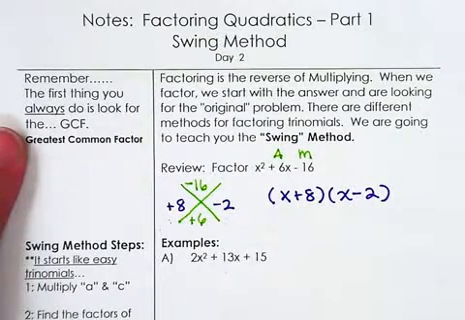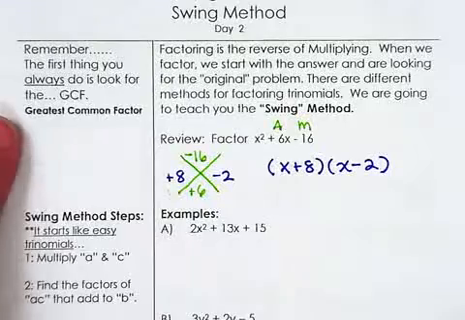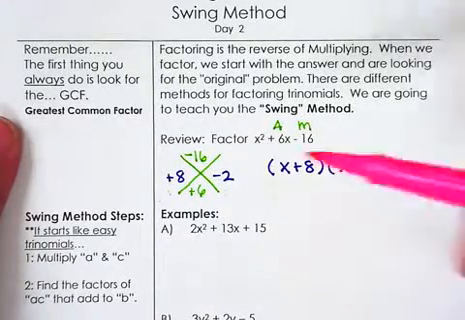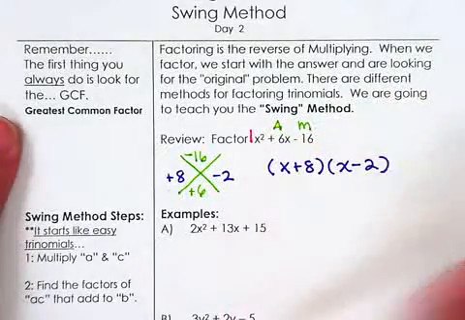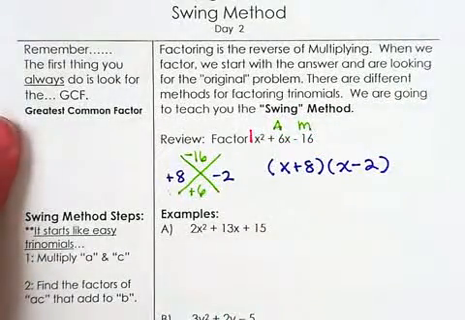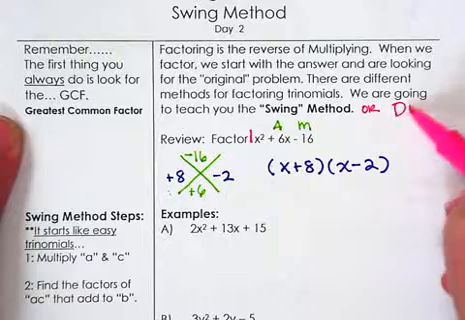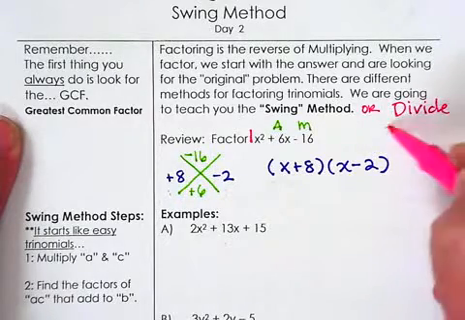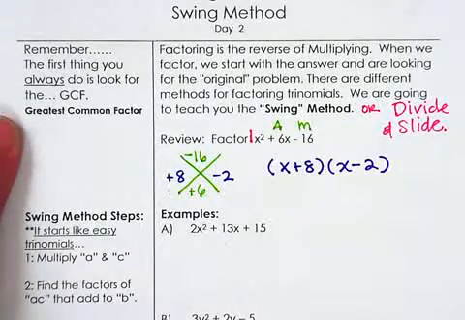So the examples that we're going to do today, though, have an a value that's not equal to 1. Because if we look here, a is equal to 1. The examples we're going to do today, a is not equal to 1. So we have to use a process called either the swing method or sometimes it's known as divide and slide. Divide and slide. And that's what we're going to do today.